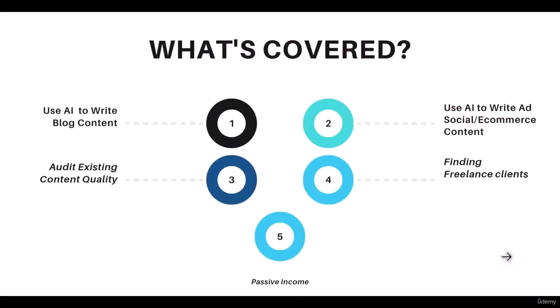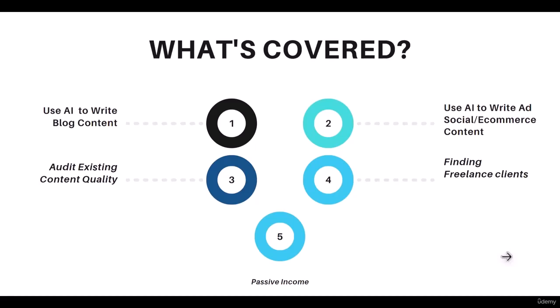Now let's discuss what's covered inside this course. So first of all, I'll tell you about how you can use AI to write blog content, their headings, titles, descriptions, and the short descriptions, etc. Then you will be learning how you can use AI to write ad, social media, and e-commerce content, and there is a lot more, like lyrics writing, translations, and a lot of other stuff, and I'll be covering that in this course. And the most important thing, you can also audit the existing content quality.